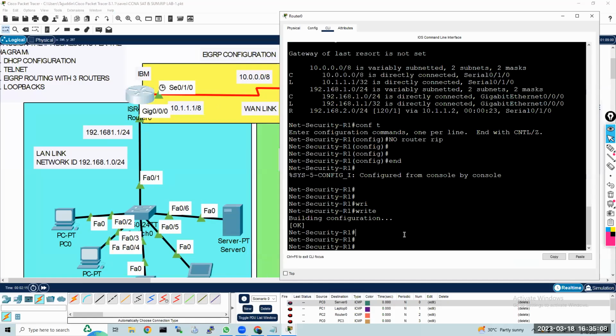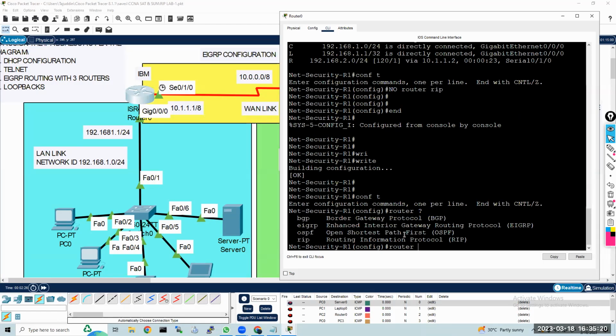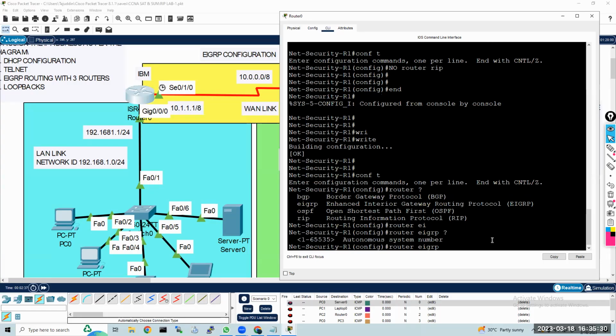Now how to configure EIGRP, guys? First understand. Same thing as how you configure RIP. In a router, if you type the question mark, it will show EIGRP, Enhanced Interior Gateway Routing Protocol. Now if you give the question mark, it is asking 1 to 65,535.